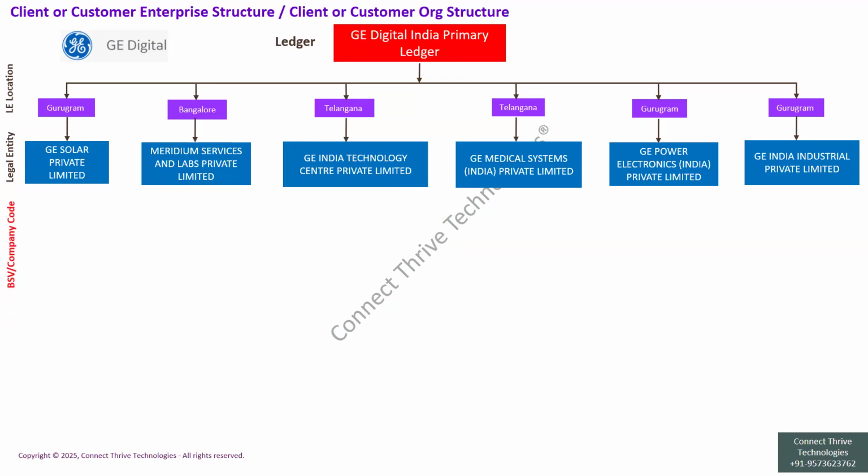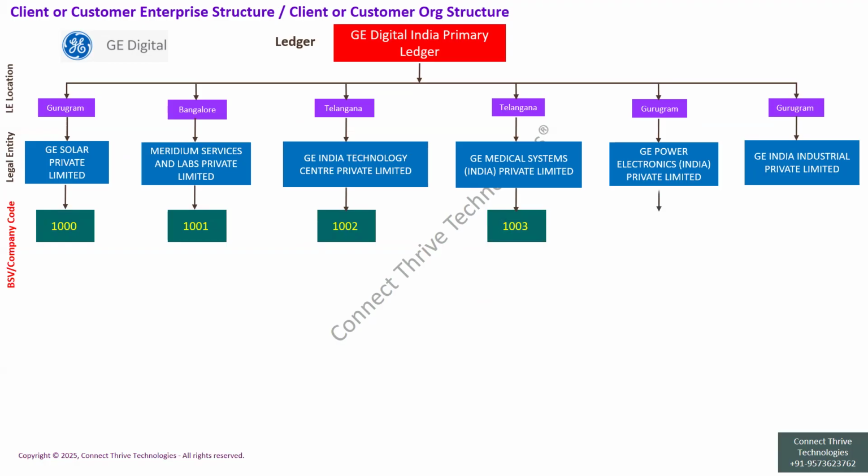Now, in this case, we have different kinds of businesses under the same company. That is the reason why they have multiple legal entities within the country. So now let's see how to book any transaction for these particular legal entities. We propose these company codes: GE Solar 100, Meridian Service 101, sorry, 1001, and GE Technology Center 1002, GE Medical related entity 1003, GE Power Electronics 1004, Industrial related entities 1005.